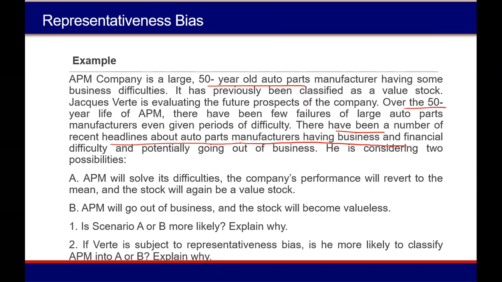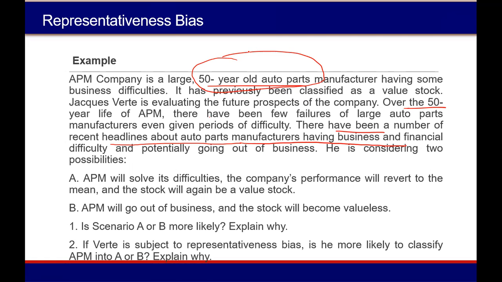But in recent years, there have been several headlines in the newspaper that automobile manufacturers are having some difficulties in their business. So the person who has a representativeness bias is likely to forget the 50 years history when there has been success and failure, and most of the automobile manufacturers have been able to overcome these cycles.